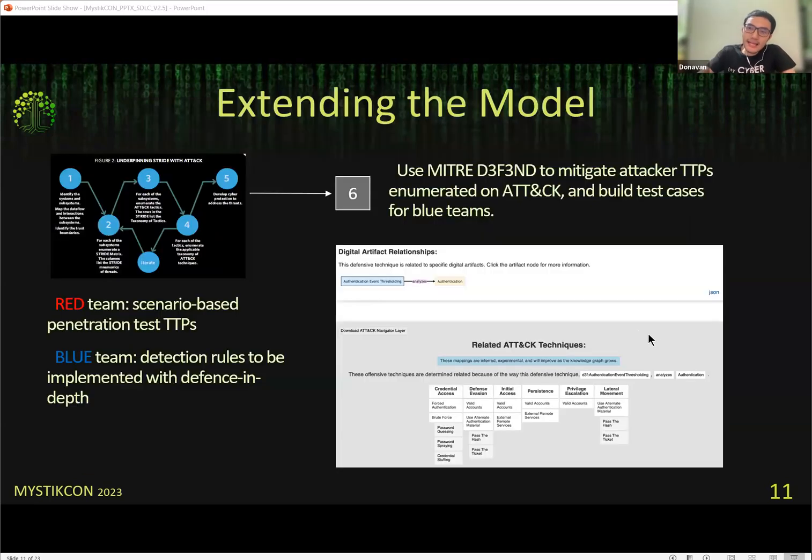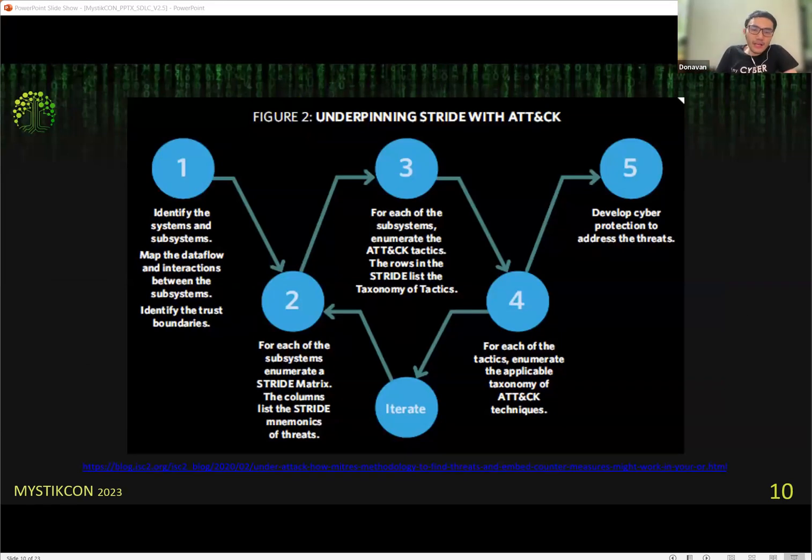Now, we want to understand the how. Maybe go back to the previous slide. Yeah, that's step 3. For each of these subsystems, we enumerate the attack tactics. Here, we refer to the MITRE ATT&CK framework. Where MITRE comes in really helpful is that it lists the very different stages of the cyber kill chain, the different steps you have, and some of the tools, techniques, and procedures that the attacker would use. Then you will go through step 4. You will enumerate the applicable taxonomy of the techniques based on what you have in the STRIDE model. You go through this a few times, and then you go to step 5. And that is where we want to lead into the next slide.